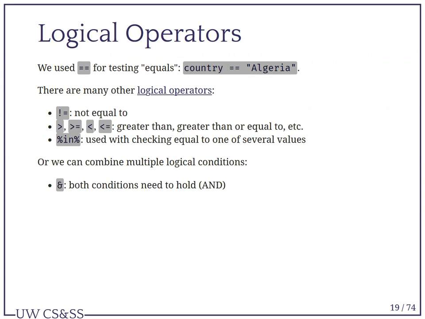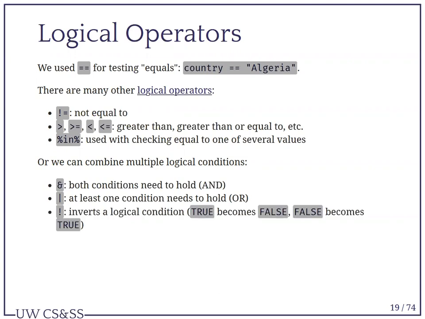We can also combine multiple conditions. The ampersand means that both conditions need to hold in order for something to be true. The bar means at least one condition needs to hold, so we often call this just or. And the exclamation point inverts logical conditions, so a true will become a false, and a false will become a true. Sometimes when you're getting rid of NAs in your data set, it's easier to just say, give me things that are not NA, right? And we'll use the exclamation point to do that. I'll show you how to do that, I think, next week. We'll use these a lot, so don't worry too much right now if this is a lot of information.